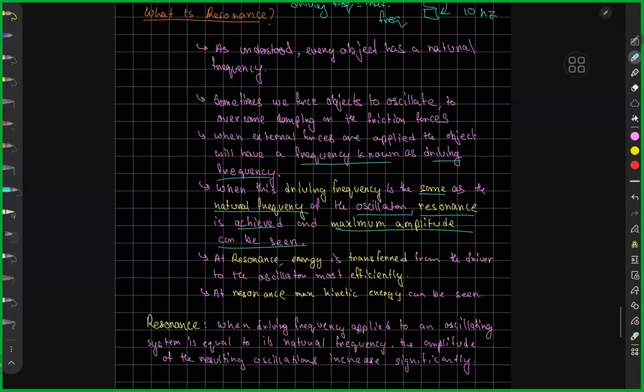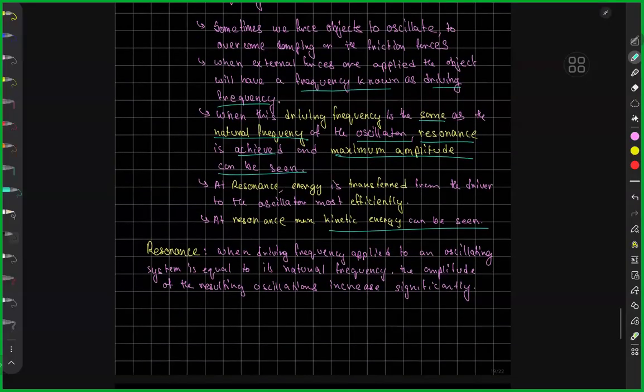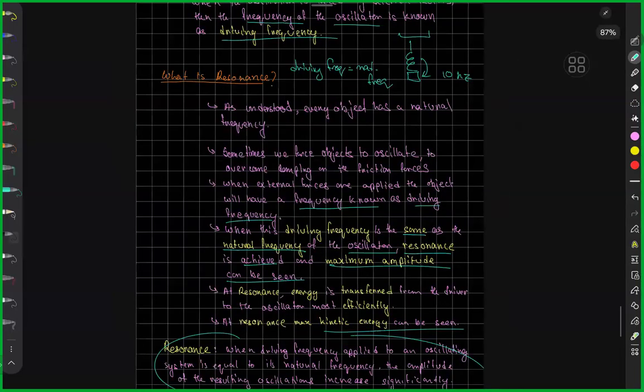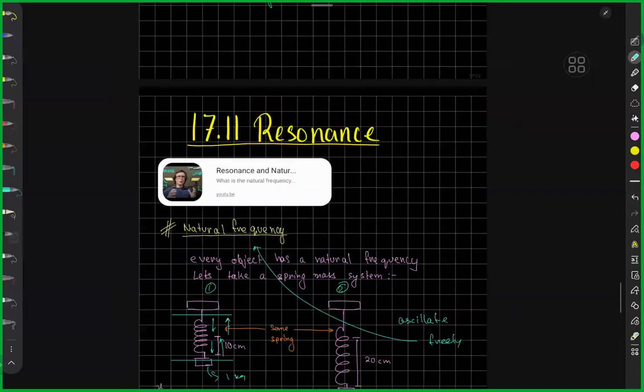At resonance, energy is transferred from the driver to the oscillator most efficiently. At resonance, maximum kinetic energy can be seen. Okay, and this is the definition of resonance. Okay, I'll show you something right now. Notice, I'll go here.